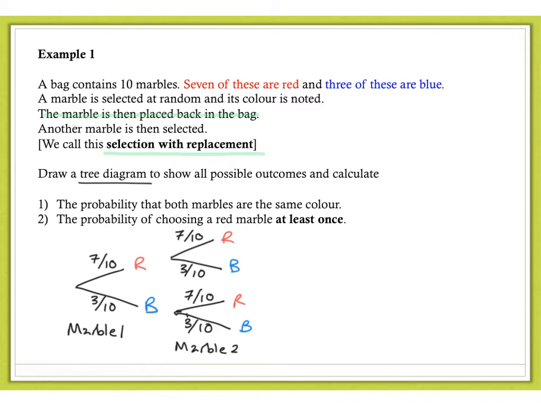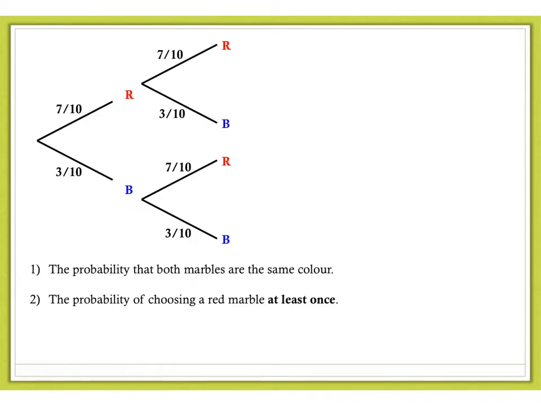I'm going to use that to answer these two questions. So before I look at the questions, I'm going to look at the outcomes of following each of the paths on this tree diagram. This path here, if we follow this first of all, is where we have a red marble and then a red marble. The probability of this happening is 7/10 multiplied by 7/10. Remember, to multiply a pair of fractions, we multiply the numerators, 49, we multiply the denominators, 100.